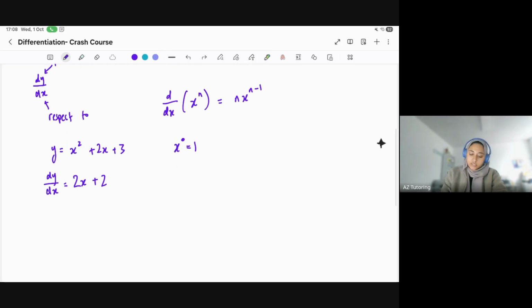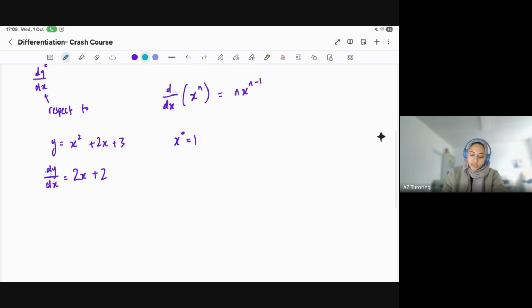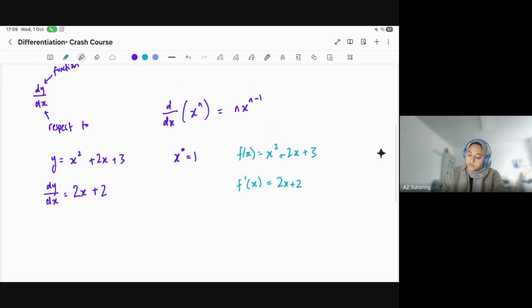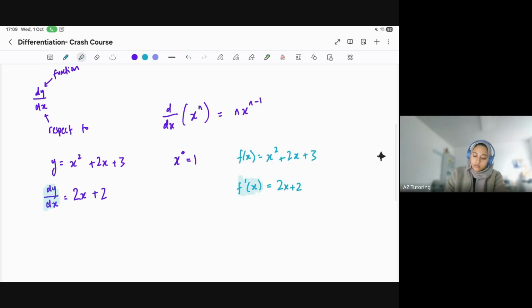One other thing you also need to remember. For the notation for differentiation, most of the time you will see dy over dx because you'll be given a function in terms of y. But sometimes they might say f of x equals x squared plus 2x plus 3. This time you wouldn't write dy over dx, you would say f prime x. This is also notation for differentiation, and it's exactly the same function as before, so the answer would just be 2x plus 2. So just be familiar with both these notations for differentiation.